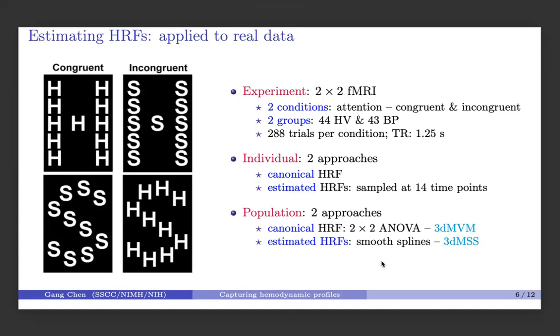Then when we go to the population level, again corresponding to each of the two approaches at the individual level: each individual has two beta values, and we have two groups. So at the population level, we run a 2 by 2 ANOVA. How about the approach that estimates the hemodynamic response? In that case, remember each condition will have 14 sample data points. So we use the smooth splines, with the program 3dMSS, to compare groups, compare conditions, and test the interactions.